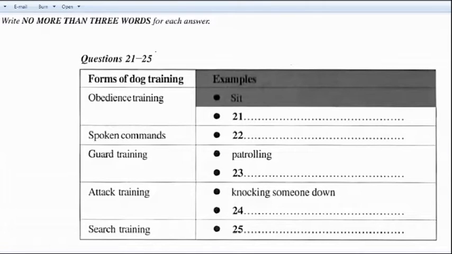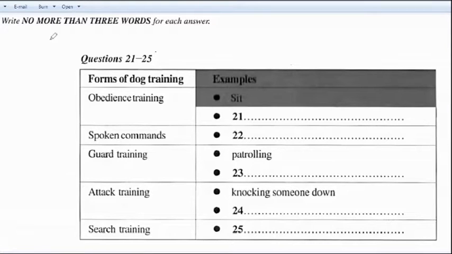Now let's look at an example of a table. So here we can see a table that covers numbers 21 through 25. So this is section 3, and this is the first half of the listening. So we're going to hear a dialogue between two speakers.